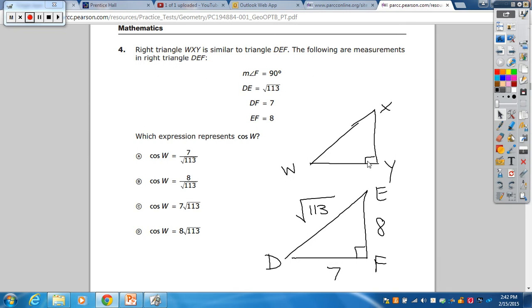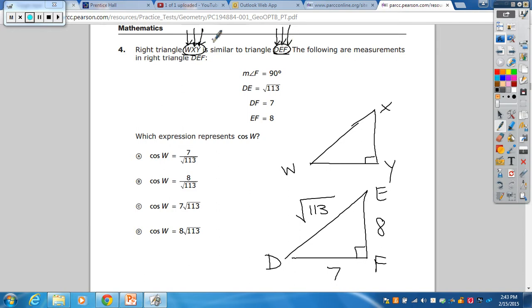Now the hard part about this one is how do you draw the picture? You really don't have anything to base your information off of. They expect you to come up with the picture on your own. And so what I would start out with is this. Let's see here. The similarity statement, we know that triangle WXY is similar to triangle DEF. And so make sure you're matching up D with W, E with X, and F with Y. Okay, that's the first thing.